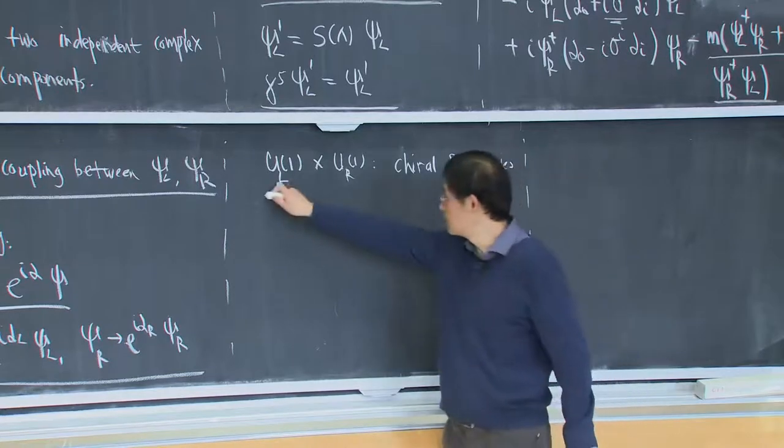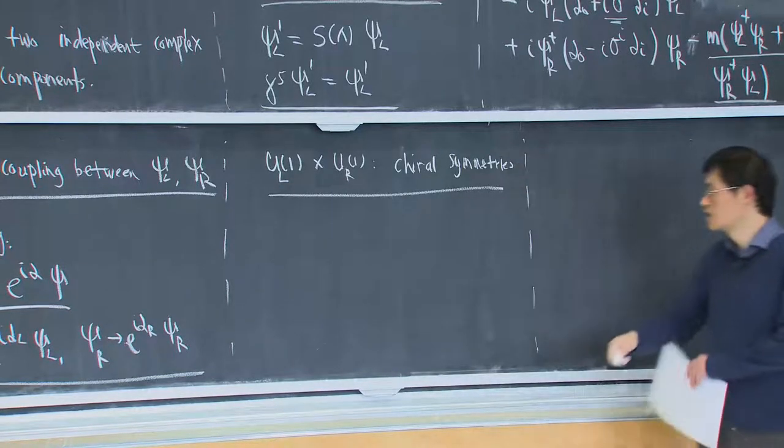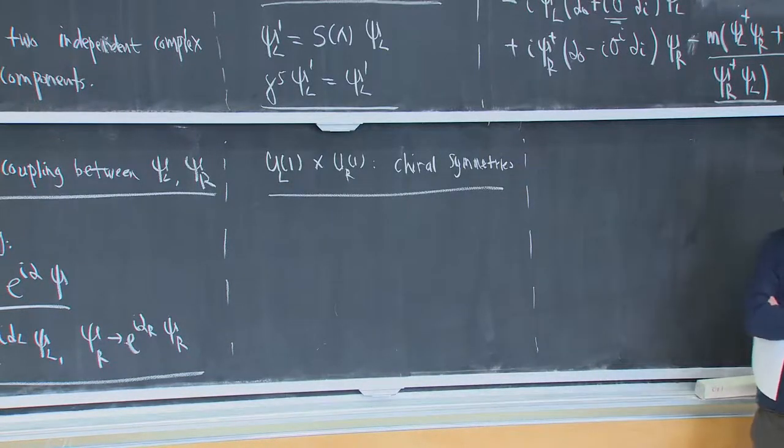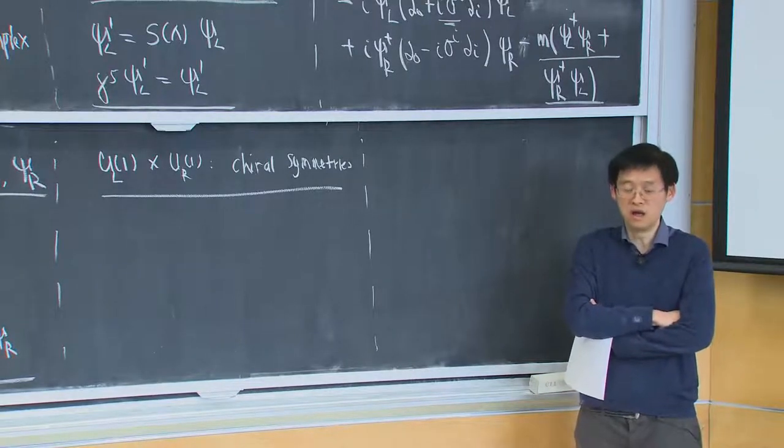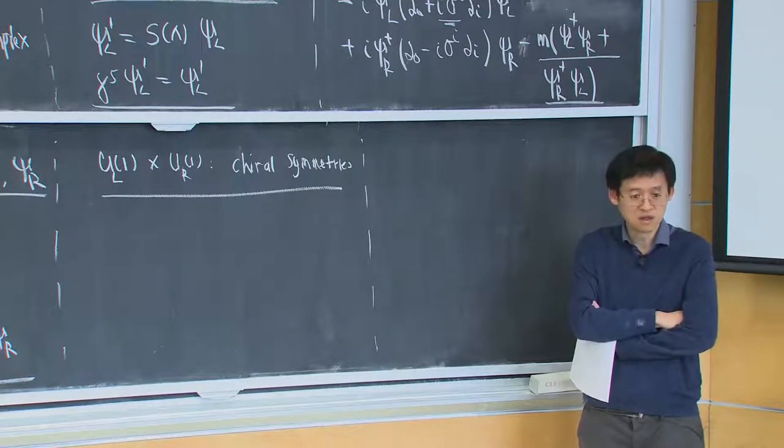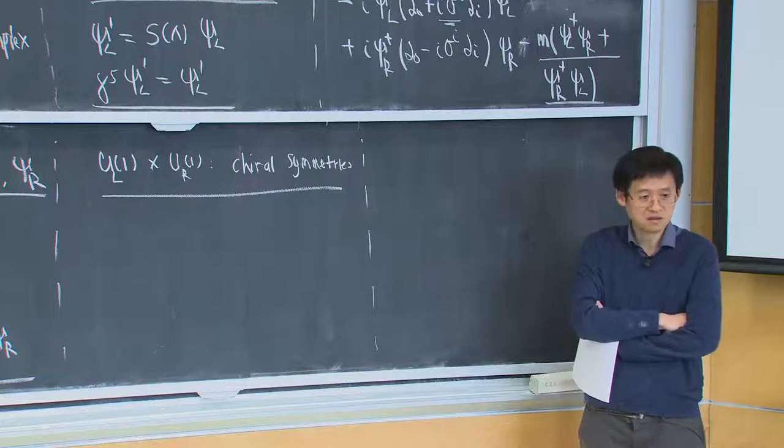So now you have a new symmetry, where you can transform them separately. Okay. And symmetries are one of the most important aspects of physics, and they have very important implications, etc. And the chiral symmetries actually also have very important effects in particle physics.